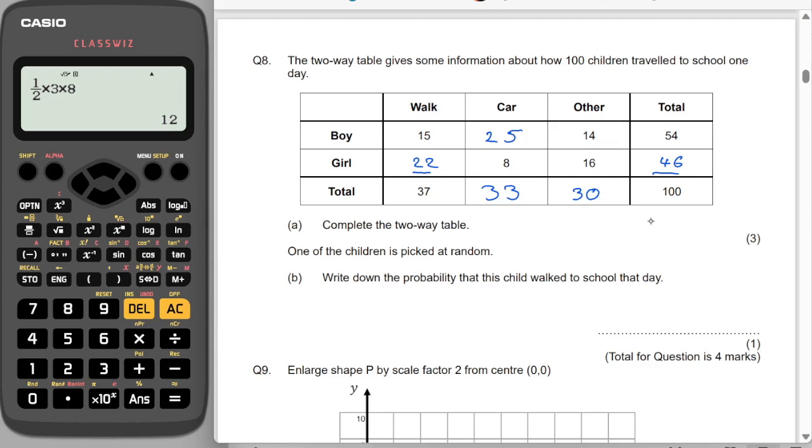One of the children is picked at random, so we're picking out of the denominator. Write down the probability that the child walked to school that day. It doesn't say boy or girl, it just says child. So the number that walked would be 37, so I think it's going to be 37 out of 100.